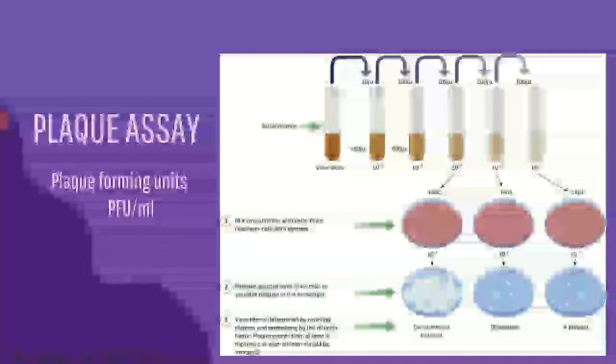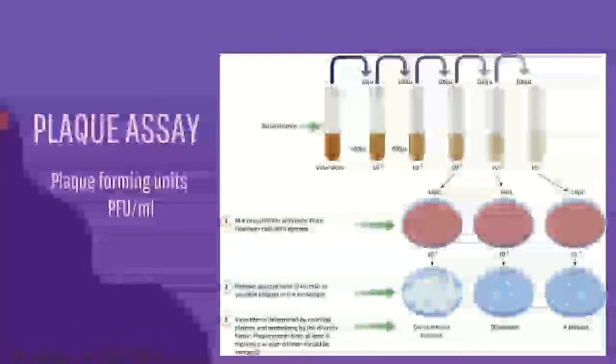And these plaques can be visualized either directly or by staining with a stain like crystal violet, which can only stain the live cells. So either by using a simple stain or visually directly, we will be able to see the clear zones, and these clear zones are then counted. Each one of those clear zones is considered a plaque, and it is assumed that one plaque has been formed from one viral particle, from the infection of one host cell.